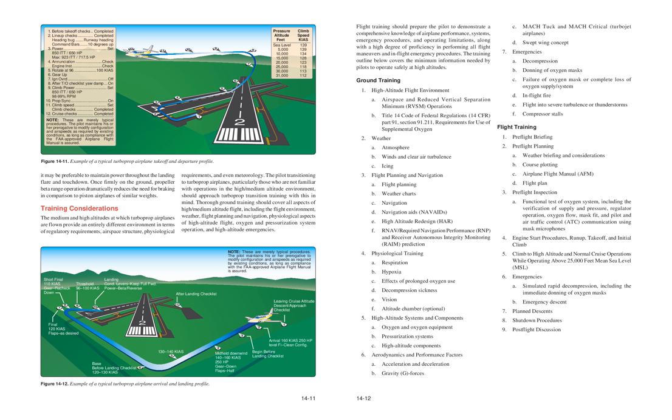Short final: 110 KIAS, gear recheck down. Threshold: 96 to 100 KIAS. Landing condition levers: keep full forward. Power: beta/reverse. After landing checklist. Final: 120 KIAS, flaps as desired. 130 to 140 KIAS. Base: before landing checklist, 120 to 130 KIAS. Figure 14.12. Example of a typical turboprop airplane arrival and landing profile.